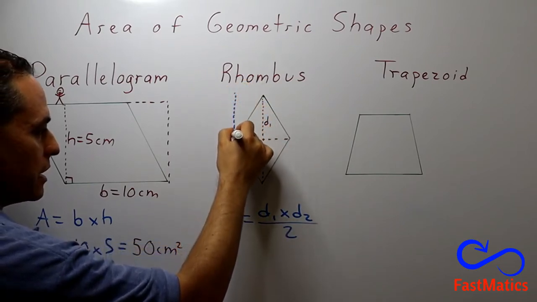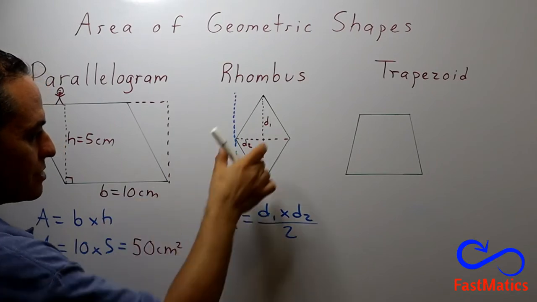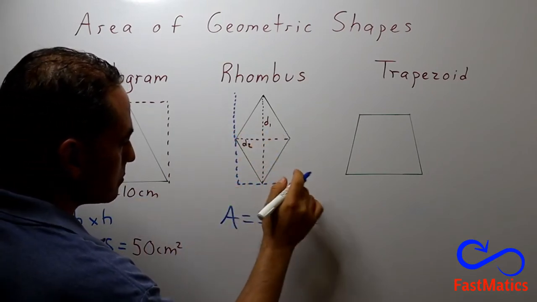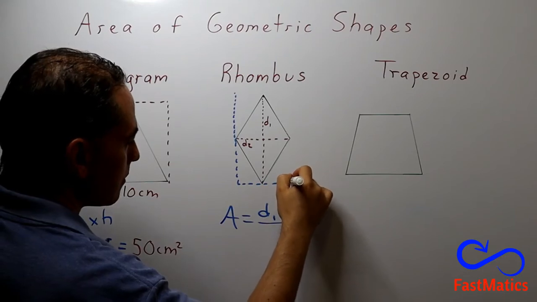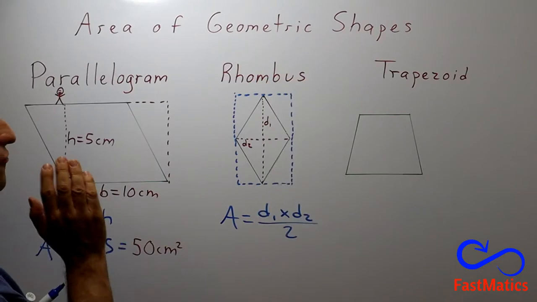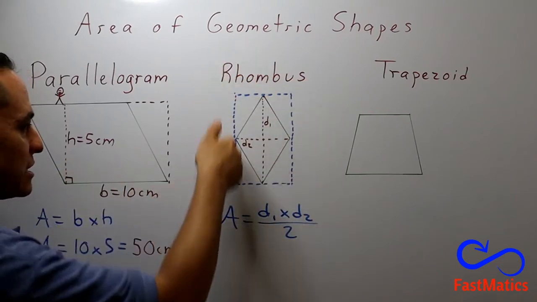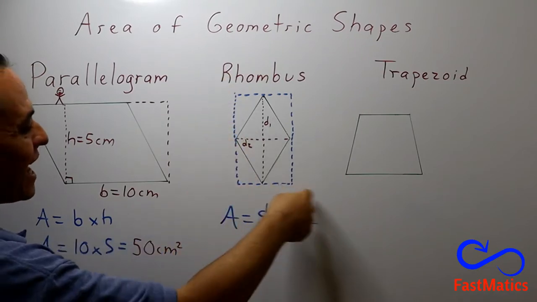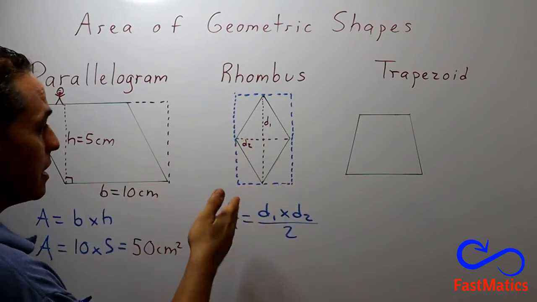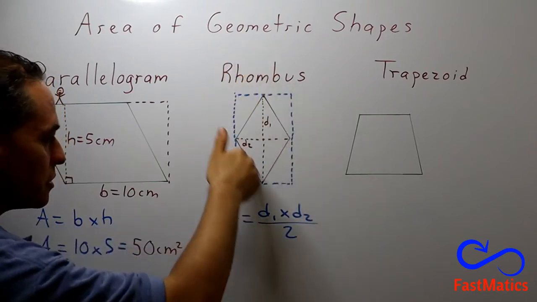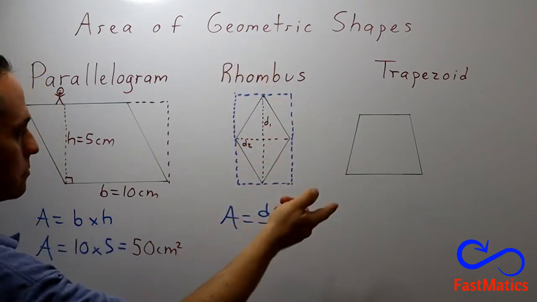But why? If you take the diagonal 1 and you put it here, and you take the diagonal 2 and put it there, can you see? We have a rectangle. The formula of a rectangle is length times width, or base times height.